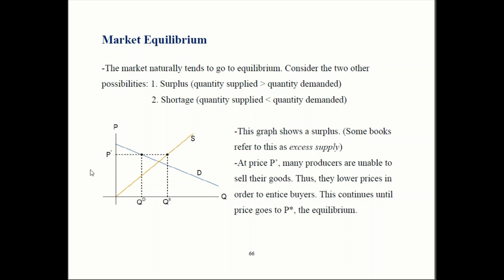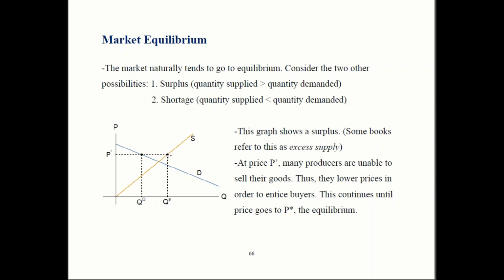So at P prime, quantity demanded, QD, is back here. Consumers only want to buy this much. However, the producers are trying to supply QS, which is out here. You see where P prime meets the supply curve? And they supply this much. So there's more than enough stuff being produced. Suppliers actually have some things left over after all the consumers have bought what they wanted. That's a surplus because there is extra supply. Some books call it excess supply. That's another common term to be aware of.